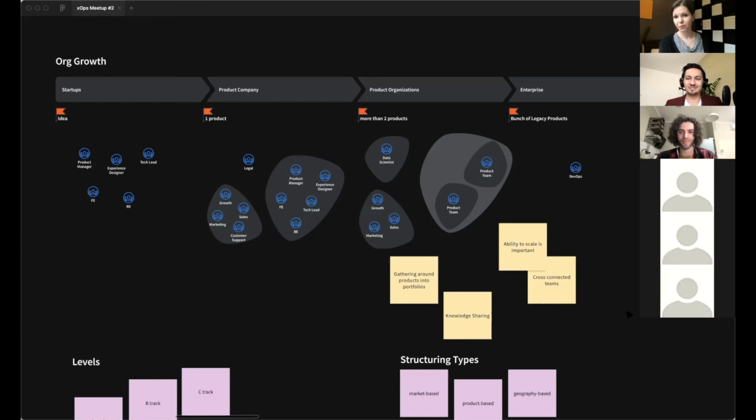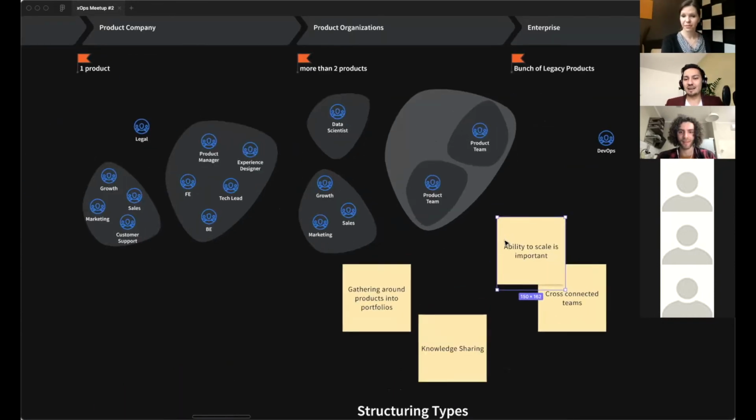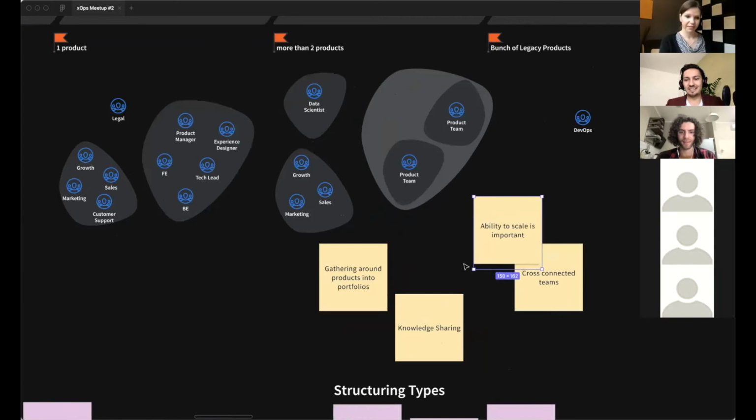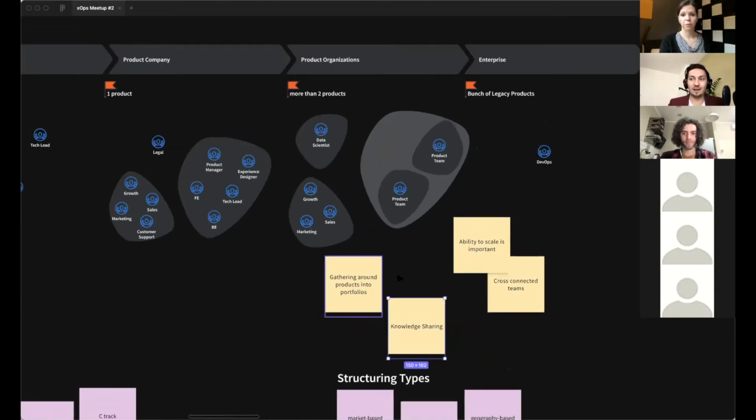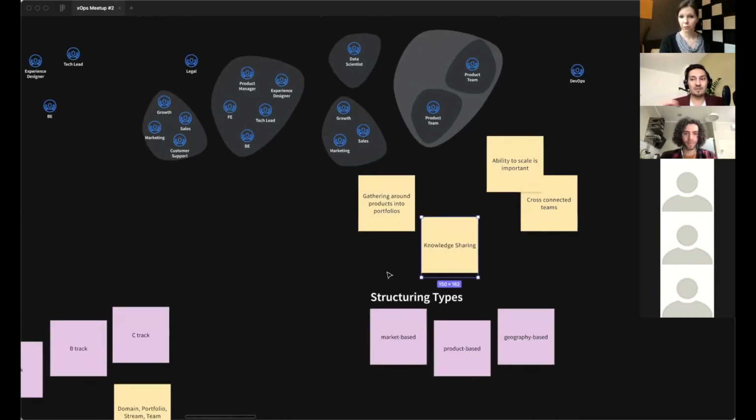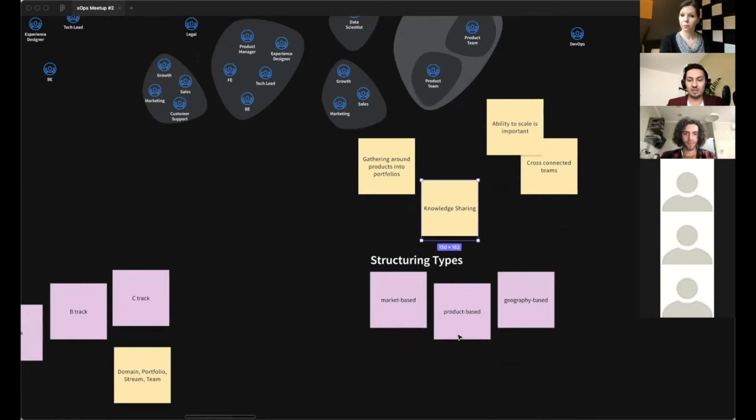Yeah, that's true. I added a couple of interesting notes from our discussion: the ability to scale is important when we are designing the org structure. Cross-connected teams are also important. It's important to think about knowledge sharing as well, because it's not only about making fast decisions and improving communication, but also about knowledge sharing, which I forgot to add a note about here. I was just thinking about the different ways, like the structuring types.